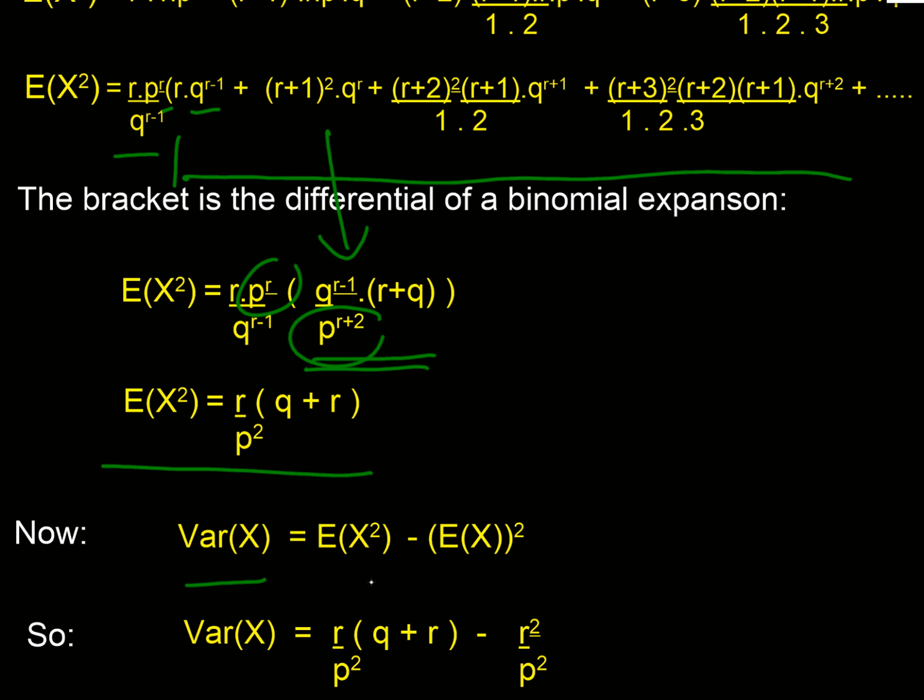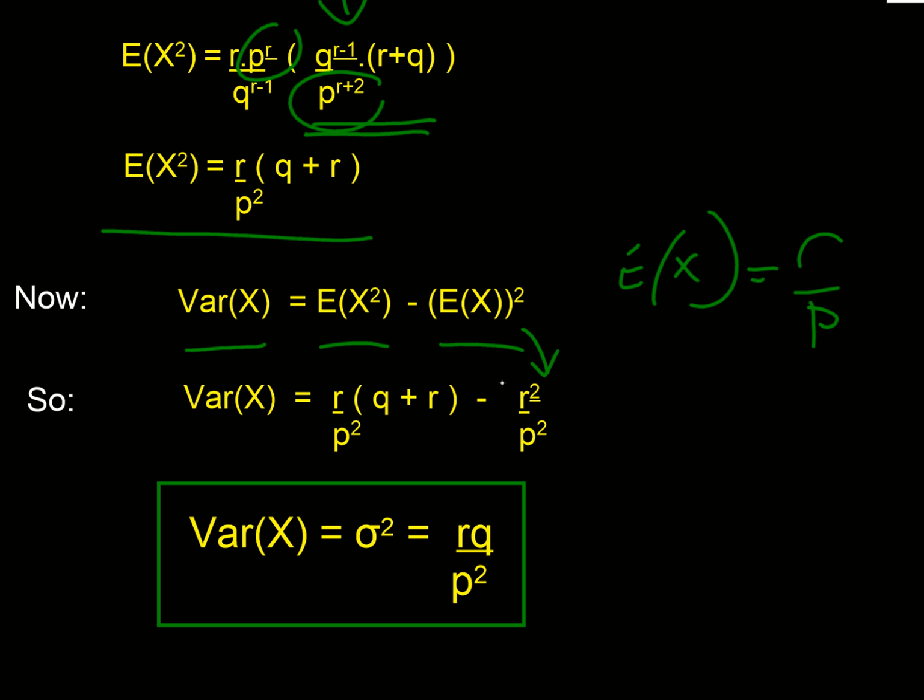So what's the variance? Well, it's that minus the mean squared. We know that E of X, the mean, equals r over p, so that term's going to be r squared over p squared, and you'll see there's quite a nice simple cancellation where that cancels with that, and we're just left with this as a variance of a negative binomial. There we go, rq over p squared.